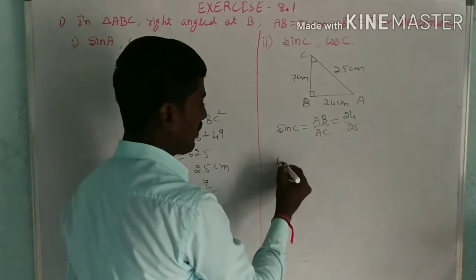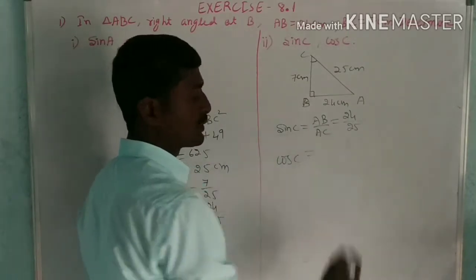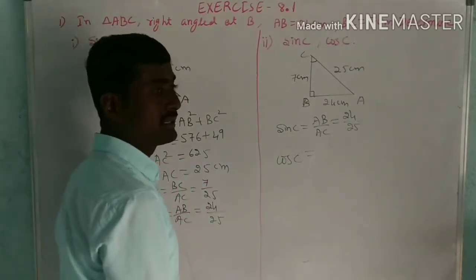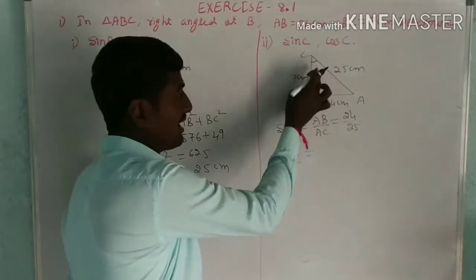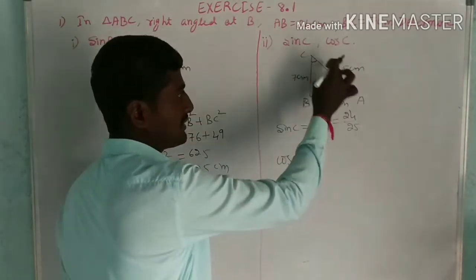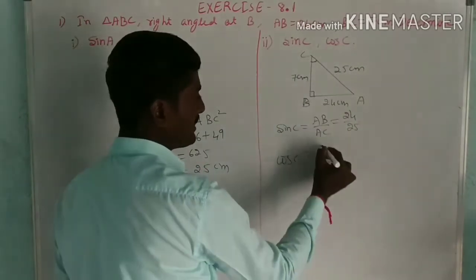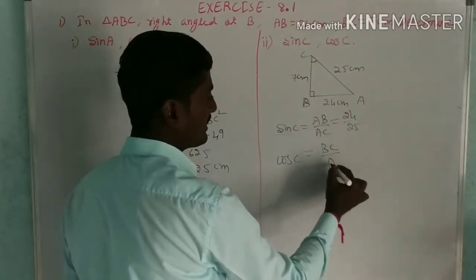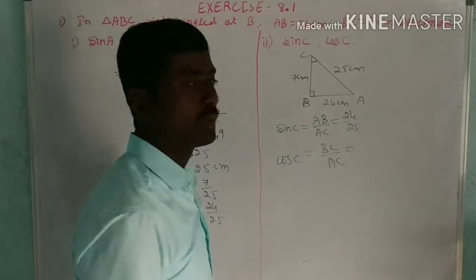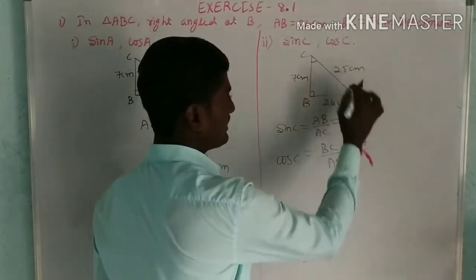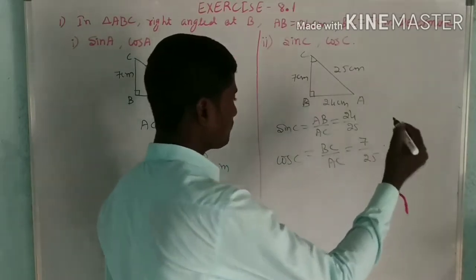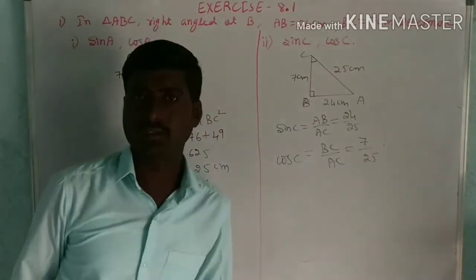Another one is cos C. Cos C is equal to, cos is nothing but what? Adjacent by hypotenuse. For the angle C, adjacent is BC, hypotenuse is AC. So here BC divided by AC. BC is 7 divided by AC is 25. So this is how we can solve this.